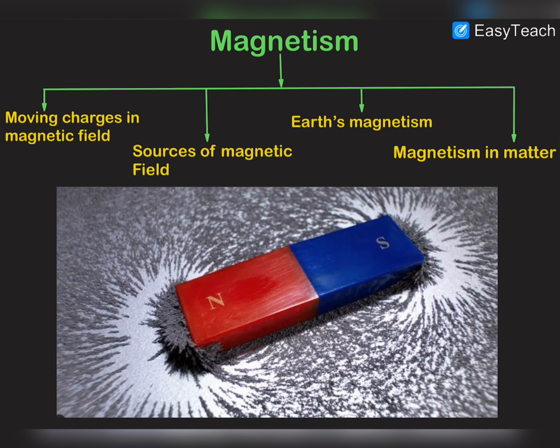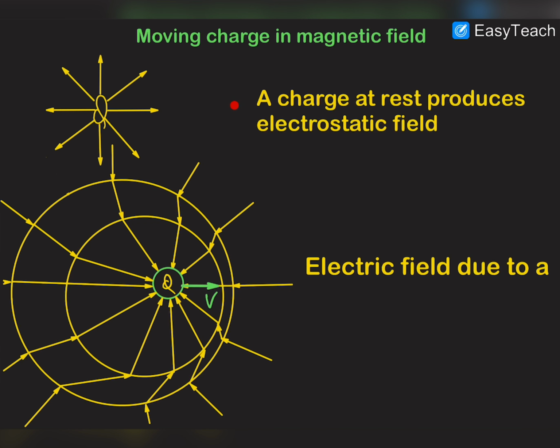In this video today, we are going to start magnetism. And we know that magnetism has four subdivided topics: first, moving charge in magnetic field; second, sources of magnetic field; third, earth magnetism; and fourth, magnetism in matter. So this is magnetism, and it is subdivided into these four topics. First of all, we are going to discuss the moving charges in magnetic field.